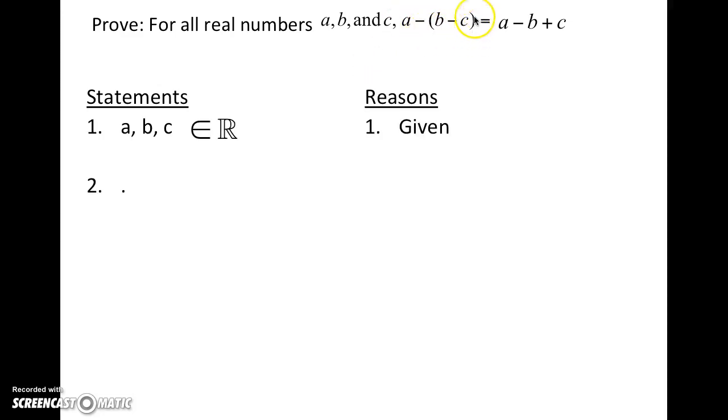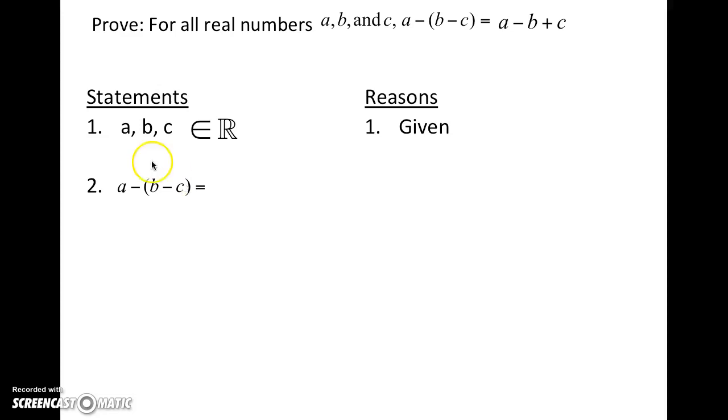Now what you want to do is start with the first part and try to work your way to the second part. Things that should be going through your mind are, I think I need to use the distributive property, because it looks like our parentheses are going to go away and some sort of negative is going to be distributed among b and c.